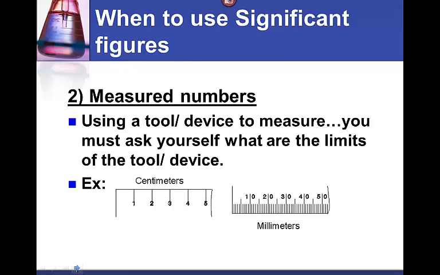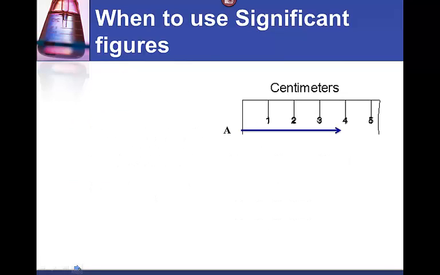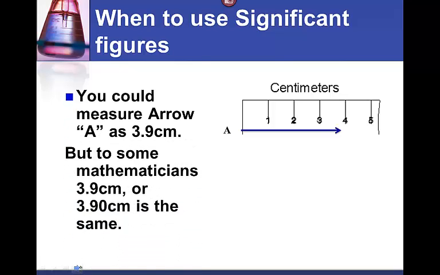So for examples, we have a centimeter ruler and a millimeter ruler. If we look at the centimeter ruler, we can see that that line is a little bit less than 4 centimeters, so maybe 3.9 centimeters. Now, some mathematicians might say 3.9 centimeters or 3.90 centimeters are possibly the same, but in science, it is definitely not the same.